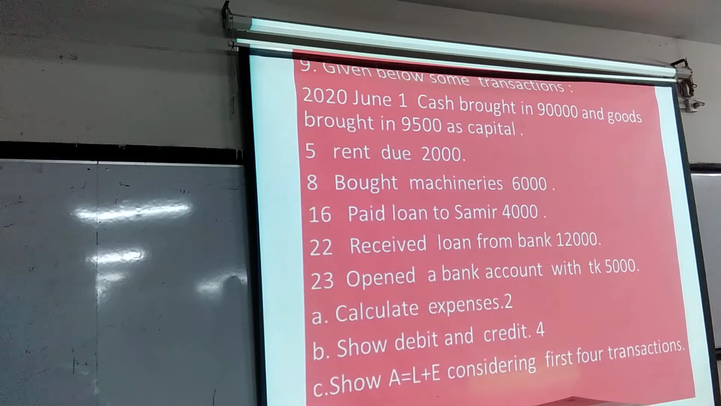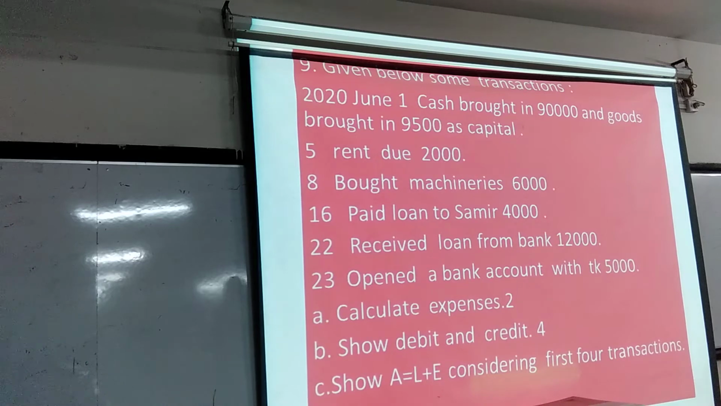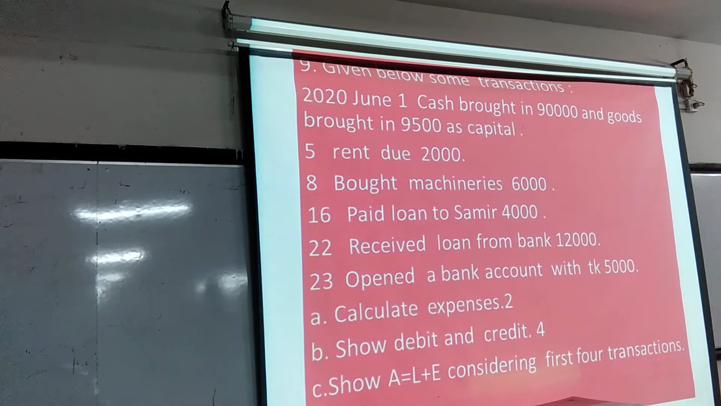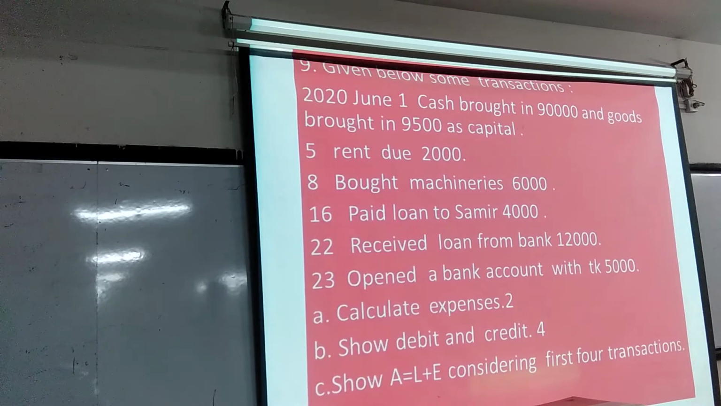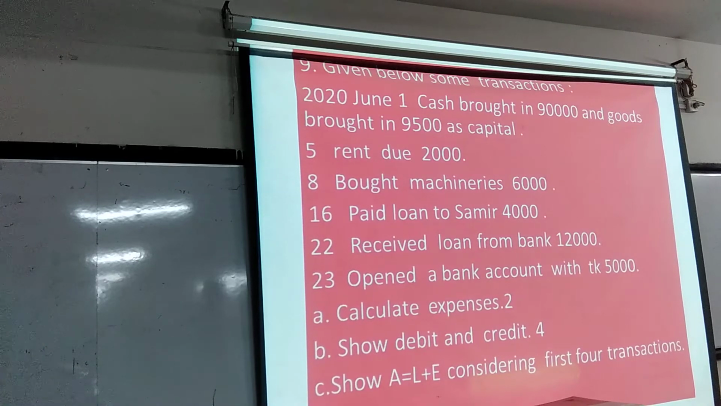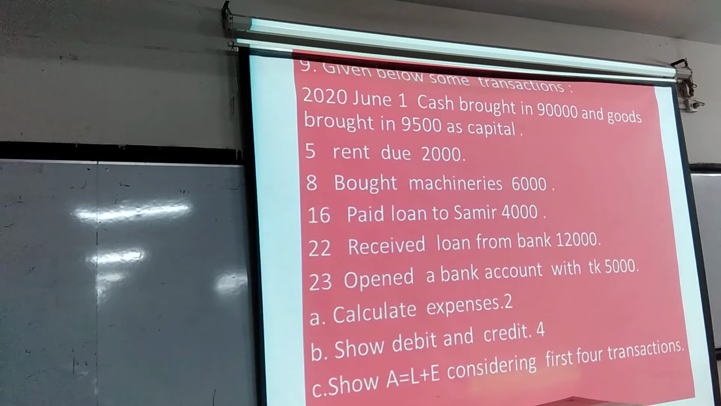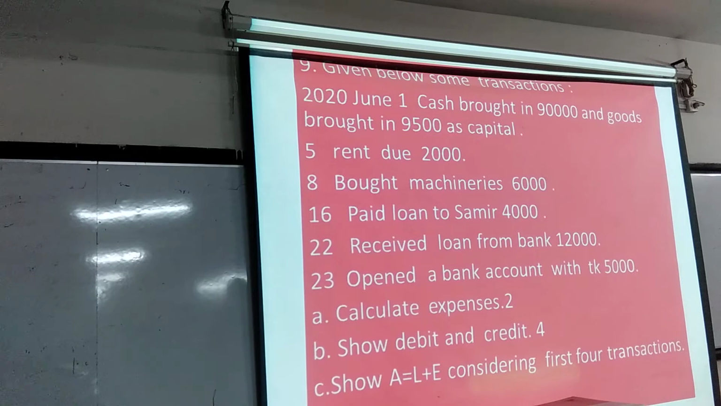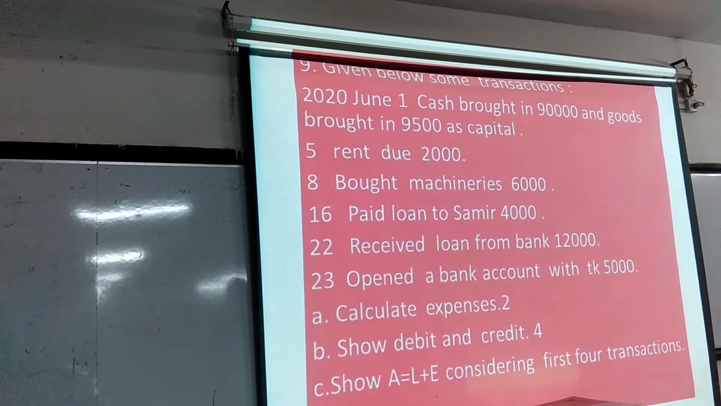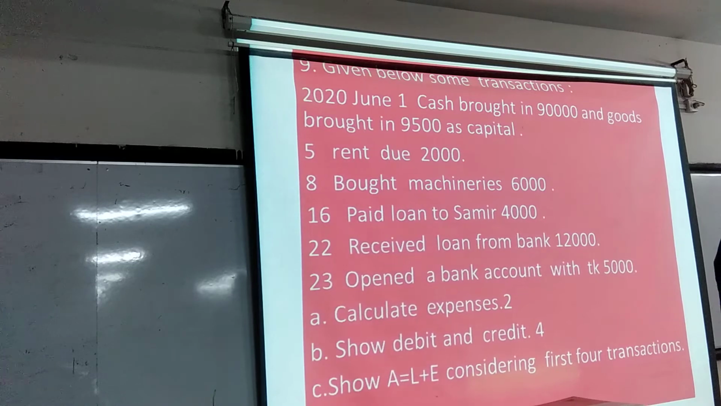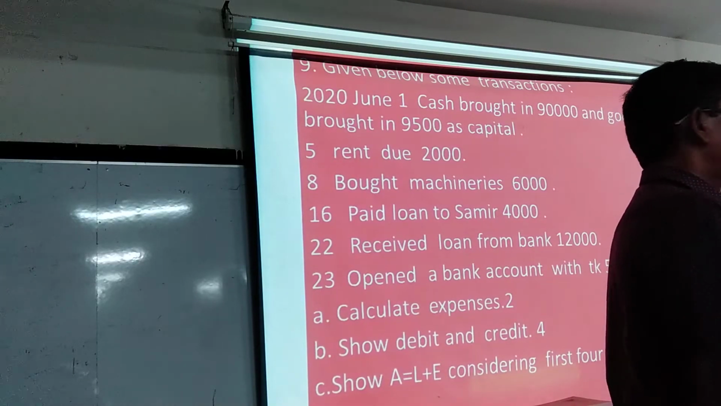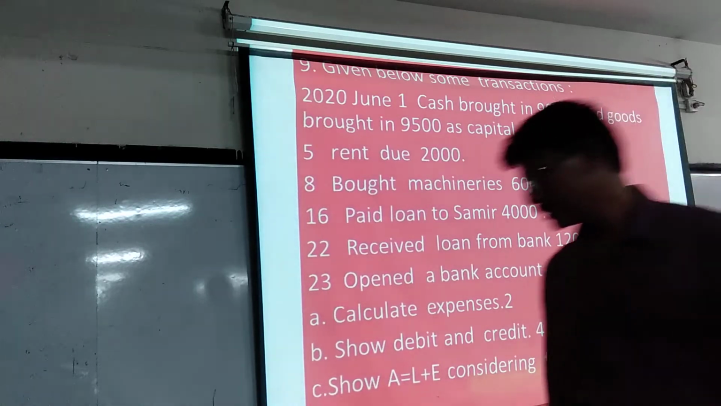Opened a bank account with taka 5,000. Bank balance will be increased and cash will be decreased. Here asset accounts are related. Bank account is an asset, cash account is an asset also. But on June 1st, cash brought in 90,000 and goods brought in 9,500 as capital. For goods we debit purchase account. As a result, purchase is an expense. Goods brought in is an expense.